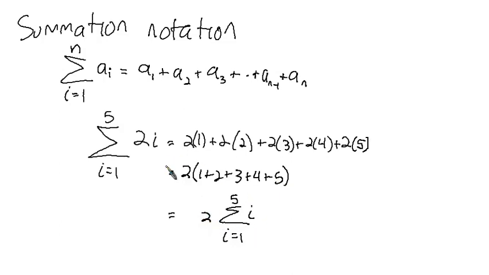And we multiply that whole thing by 2. So if you have a constant multiple, you get to just pull that out of there.